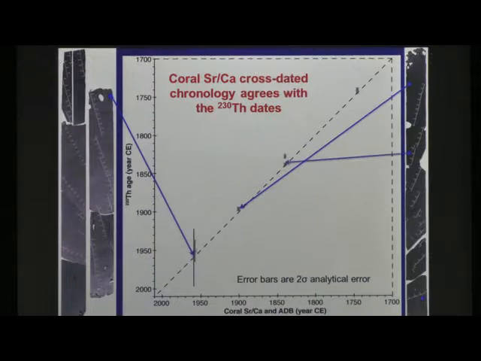You can see here for all four of these uranium-thorium samples, they line up within analytical error with the uranium-thorium dates. So this tells me that my cross-dating of the strontium-calcium and density band counting is confirmed with the uranium-thorium dates.